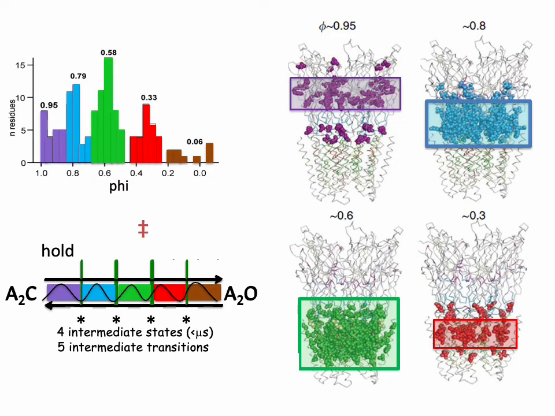So what we learned from the distribution of phi values shown here in the upper left is the number of intermediate transitions between C and O. There are 5, separating 4 intermediate states. Their sequence, from purple, blue, green, red, and brown, goes from closed to open. The energy landscape, and particularly the location of the transition state or the committer, is shown here by the double dagger, and we can make a map.